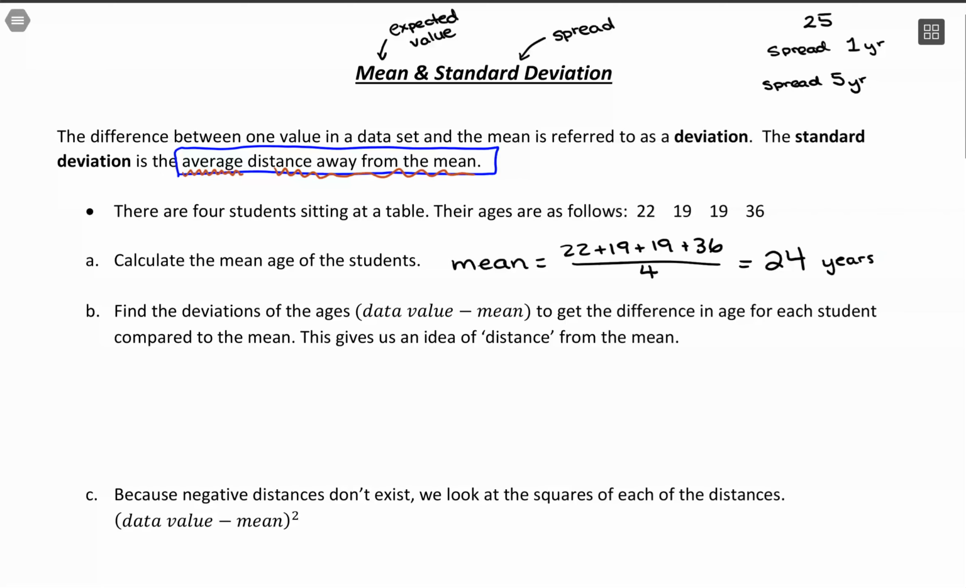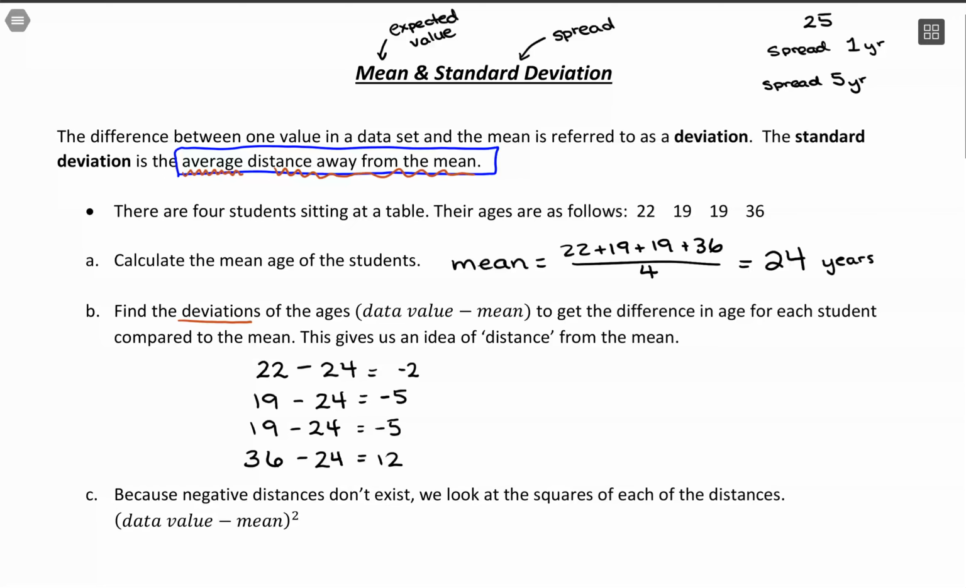So then what I want to get at is this distance away from the mean, and that's where this term deviation comes in. What we're going to do is look at this difference between each data value and the mean. So I could take my first data value of 22 and subtract the mean of 24, and then have my next data value, minus 24, the next, minus 24. So then we could get this idea of how far away they are from the mean. So if I calculate these, I'll have a -2, -5, -5, and 12.